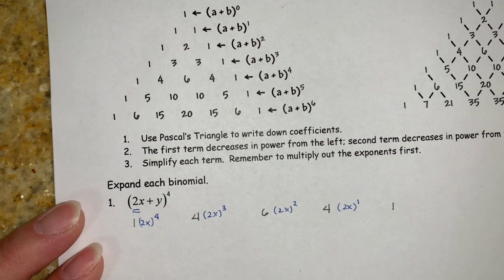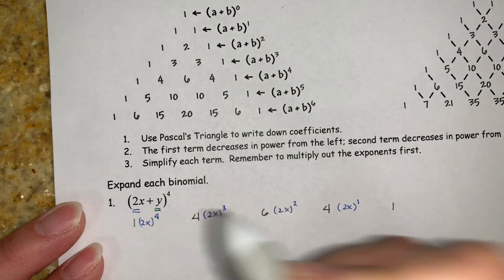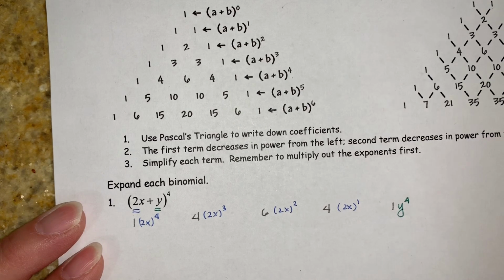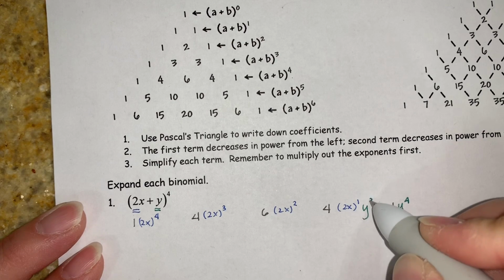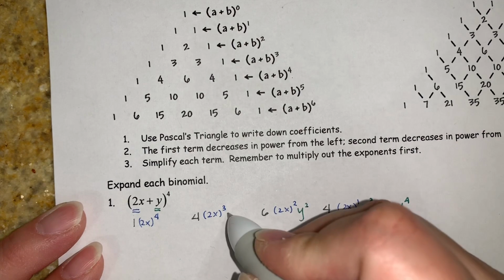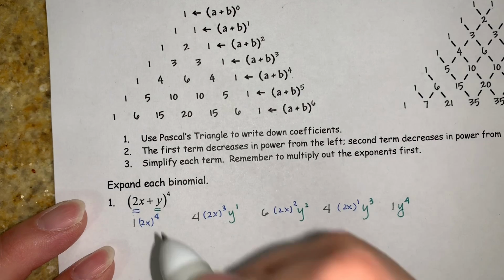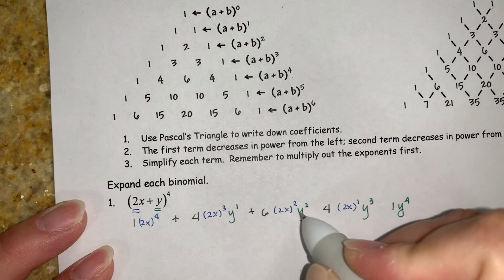The second term in my binomial is the y. So I start from the right-hand side and I decrease in power. Y to the 4th. Since y is a single term, I don't need the parentheses. So y to the 3rd, y squared, y to the 1, and no y on the last one. The key is that every single term in between is addition. So we're adding all the terms together.